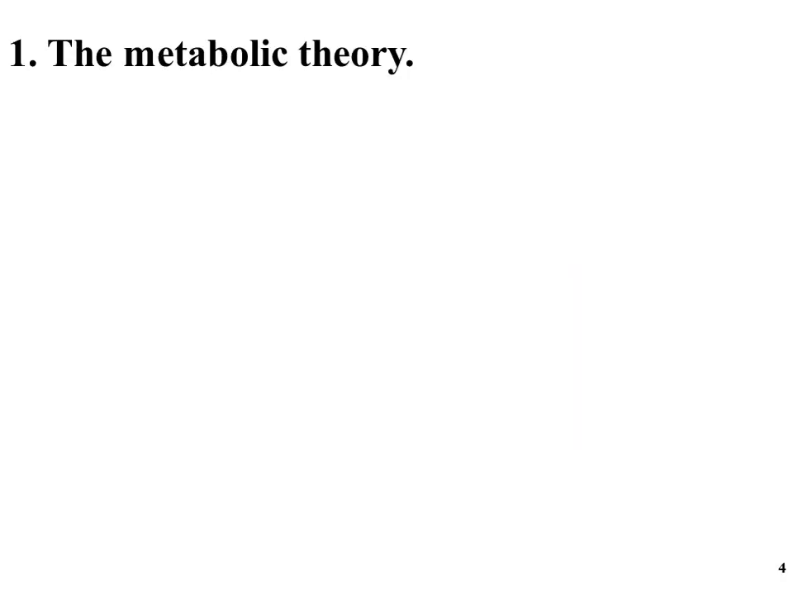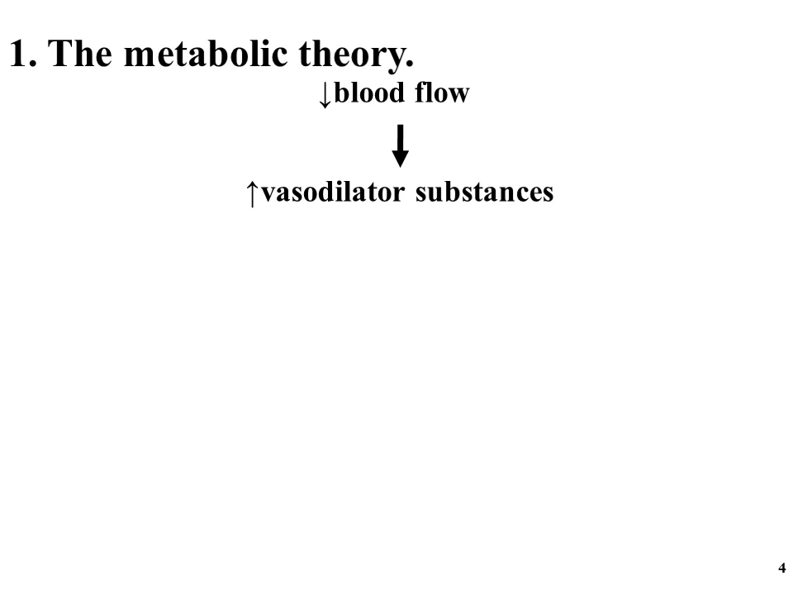So, what are the theories behind autoregulation of local tissue blood flow? First, the metabolic theory. According to this theory, the greater the rate of metabolism or the less the availability of oxygen, the greater the rate of formation of vasodilator substances. The vasodilator substances then are believed to diffuse through the tissue to the precapillary sphincter and arterioles to cause vasodilatation.